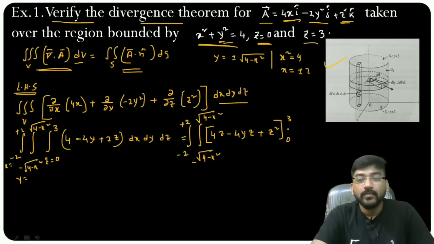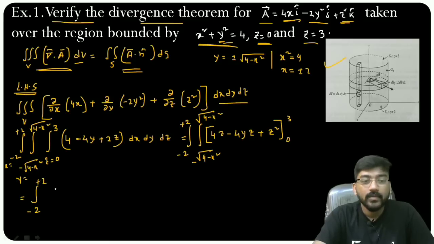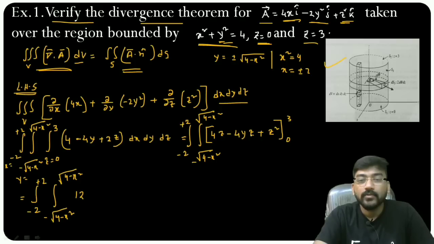Now you have to put the limit of z here. So it will be the integration from minus 2 to plus 2, and from minus root over 4 minus x square to root over 4 minus x square, and then it will be 4 into 3, so it will be 12, minus 4y into 3, so 12y, and then z square remains 9.